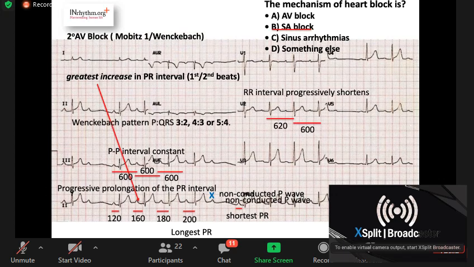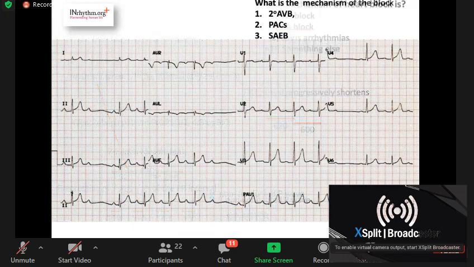Now, when you look at such kind of ECGs, many forms of differential diagnosis will come. So if you are trying to strike out all the differential diagnoses, then probably we can reach a diagnosis. Now, what is happening here?